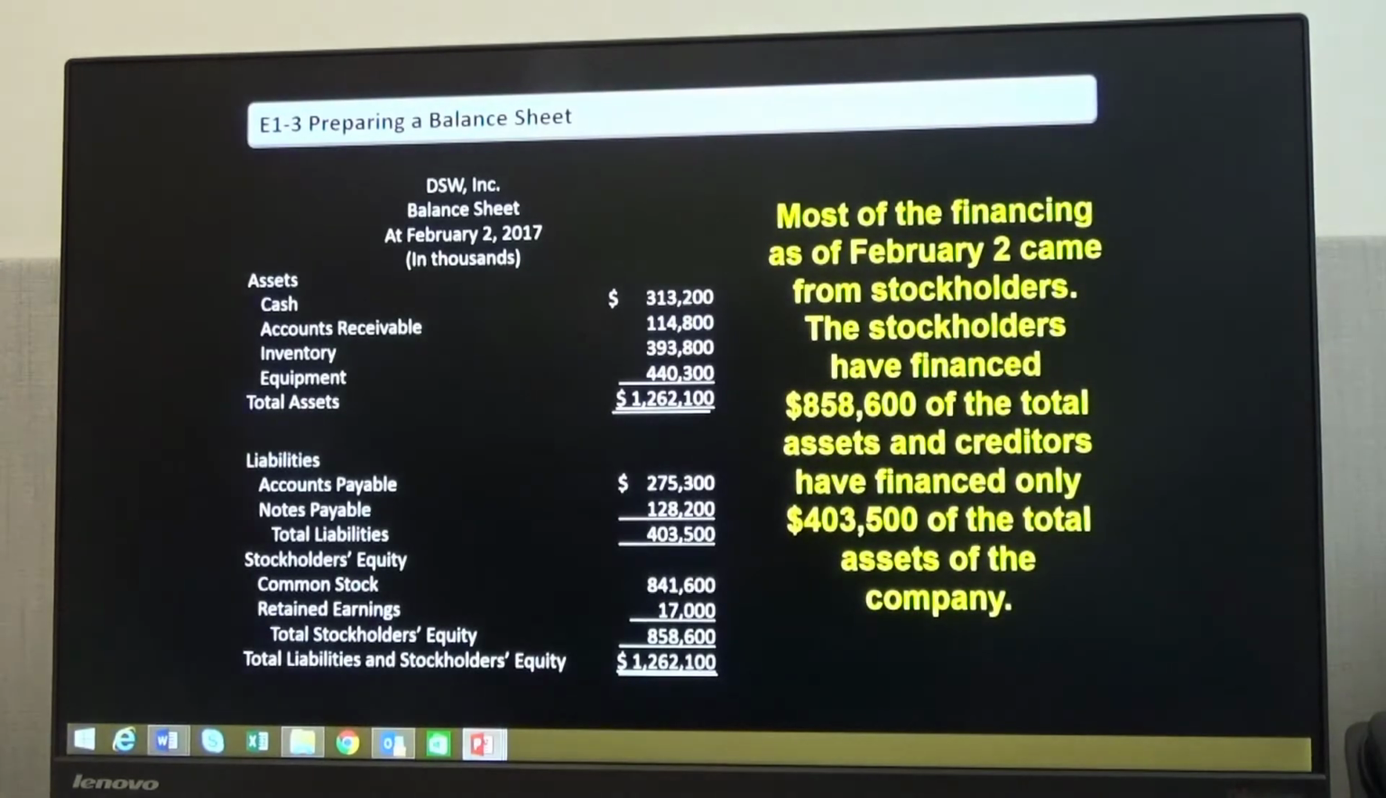The second question asked what portion of the financing came from stockholders versus the financing that came from creditors. And as you can see from this balance sheet, the stockholders have financed $858,600, whereas the creditors have only financed $403,500. The amount that the creditors have financed basically is the total liabilities, and the amount that the owners have financed is the total stockholders' equity.